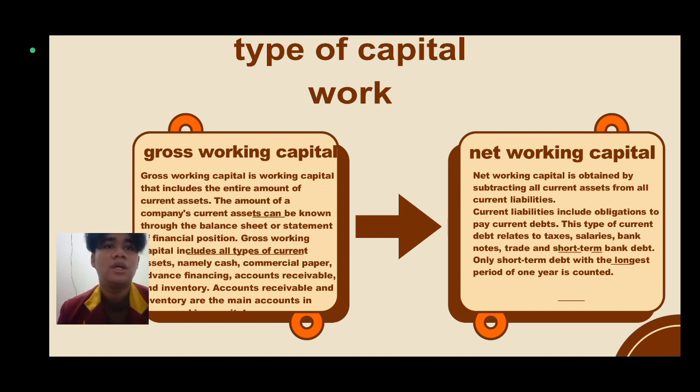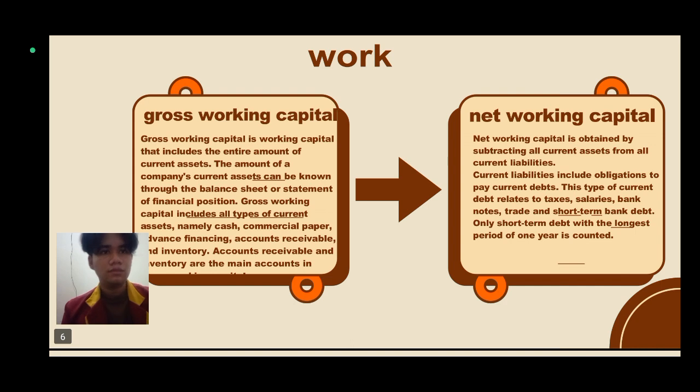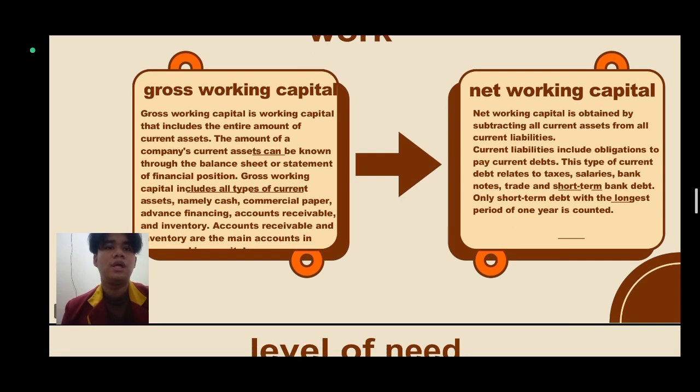Types of working capital. Gross working capital is working capital that includes the entire amount of current assets. The amount of the company's current assets can be known through the balance sheet or statement of financial position. Gross working capital includes all types of current assets, namely cash, commercial paper, advance financing, accounts receivable, and inventory accounts. Accounts receivable and inventory are the main accounts.